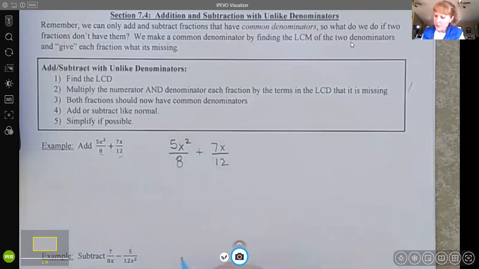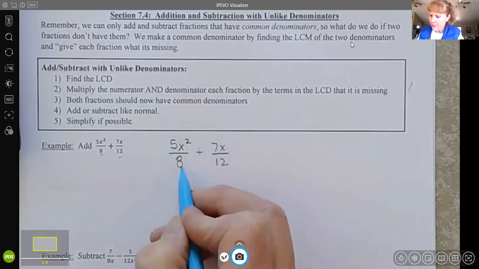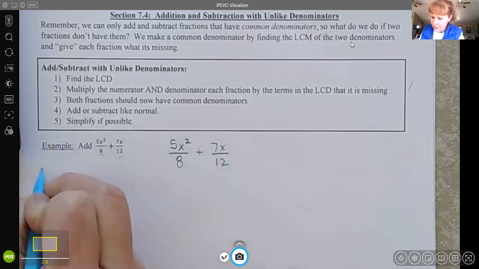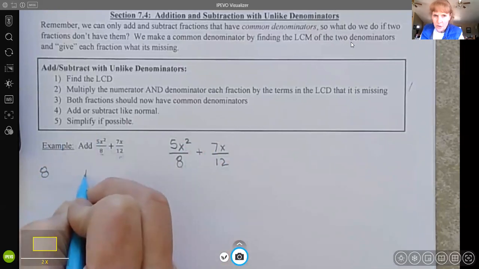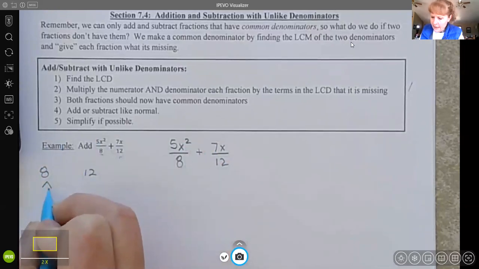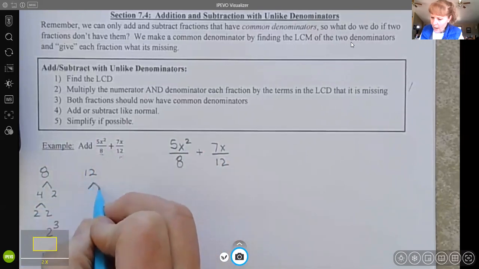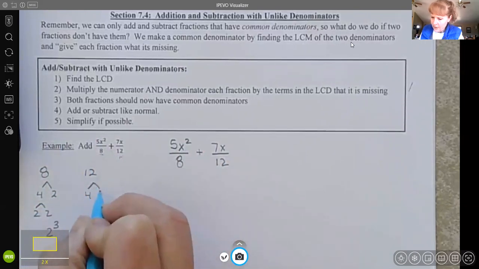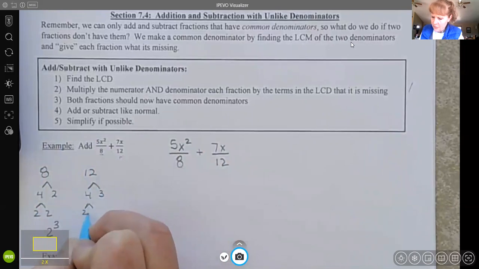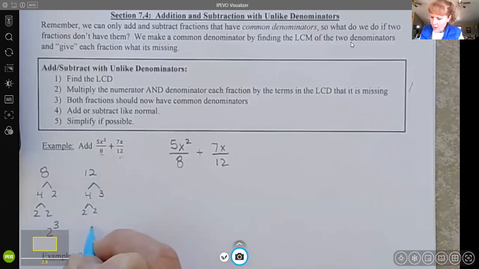All right, so what I'm going to do is look for the least common denominator of 8 and 12. And I'm going to come over here and do that. 8 and 12. Now the 8 is 4 times 2, and 4 is 2 times 2. So the 8 is 2 cubed. Okay. Now we're also going to go to the 12. Now 4 times 3, 2 times 2. So the 12 is 2 squared times 3.